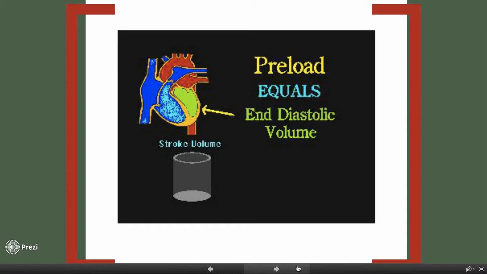Preload is the amount of cardiac muscle fiber tension or stretch that exists at the end of diastole, just before contraction of the ventricles. The greater the volume, the greater the stretch. Think of a water balloon. The more water in the balloon, the more it stretches out.